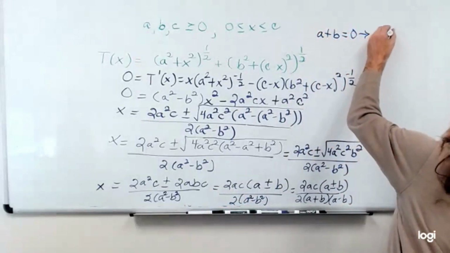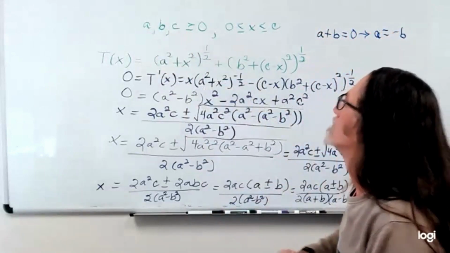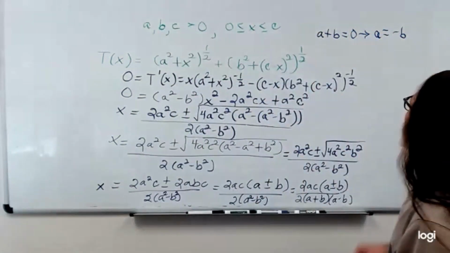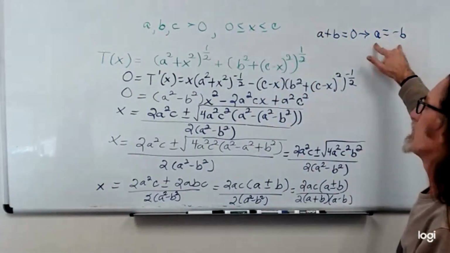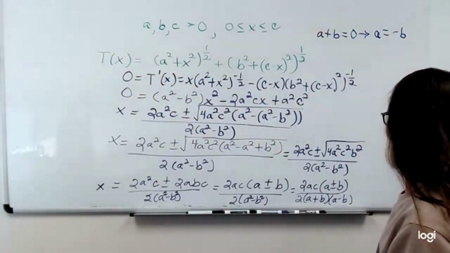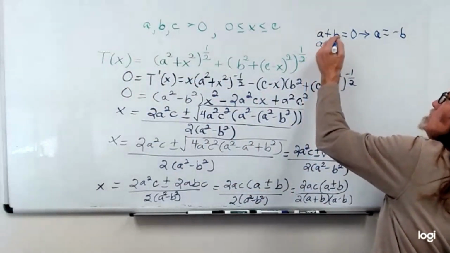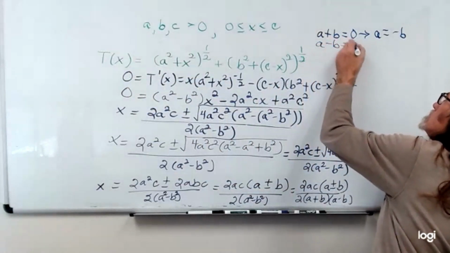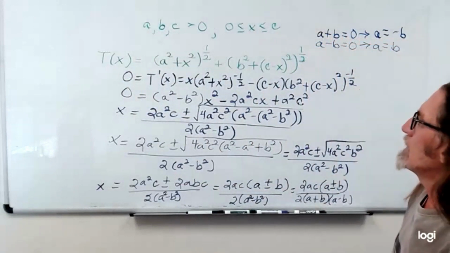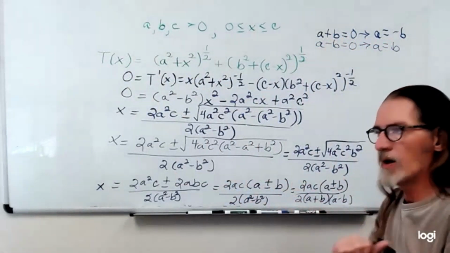then a would equal negative b. But b was, I should have said here, strictly positive. Sorry about that. Then that would make a strictly negative, which would contradict that a was strictly positive. Okay, so that can't happen. a minus b cannot equal 0. So we cannot have a equal to b and get this solution. Talk about that more in a bit.